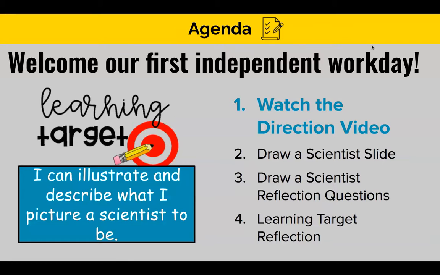So today our learning target is: I can illustrate and describe what I picture a scientist to be. And you have a couple activities that are going to help you reach that learning target. So there are 4 different steps for today. The first one is to watch the direction videos, which you're doing right now. The second one will be to draw a scientist on a Google Slide, and then answer some reflection questions, and then just think about our learning target and whether or not you were able to meet that. Okay, are you ready to get started?